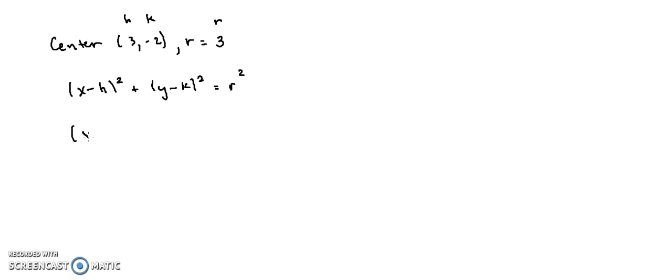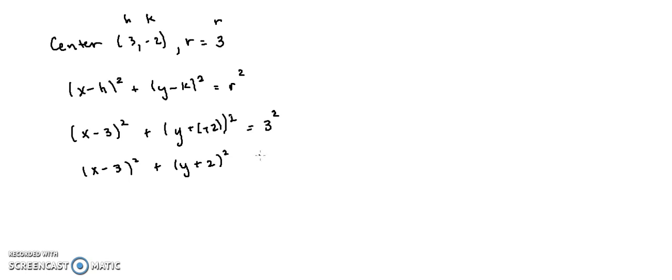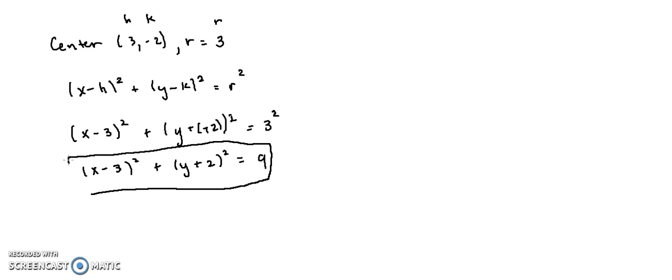We're going to have x minus 3 squared plus y minus negative 2 squared equals r squared. And when we simplify, we're going to get x minus 3 squared. This is going to become negative, negative, remember, becomes positive. We get y plus 2 squared equals 9. Okay, so there's our equation with center 3, negative 2, and radius 3.